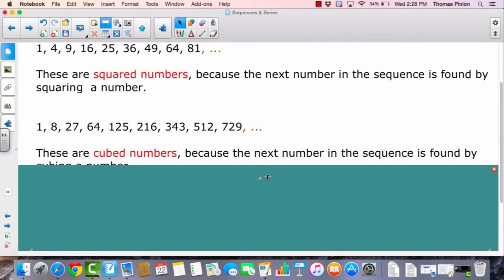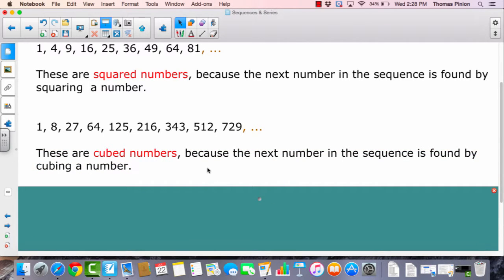These numbers are cubed numbers because the next number in the sequence is found by cubing a number. 1 cubed is 1. 1 times 1 times 1. 2 cubed is 8 because 2 times 2 times 2 is 8. 3 cubed is 27. 4 cubed is 64, 5 cubed is 125, and so on.